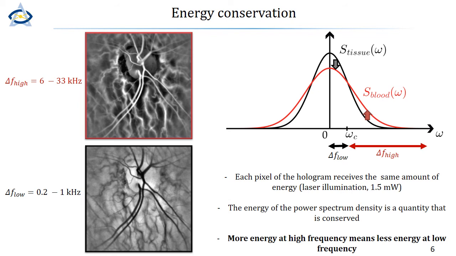So if there is more energy at higher frequencies, it means that there is less energy at low frequency. And thus there is a symmetry of contrast between the content of low and high frequency power Doppler images.